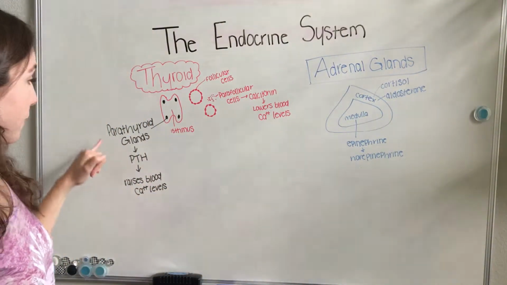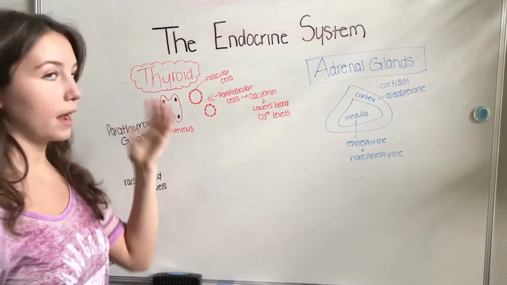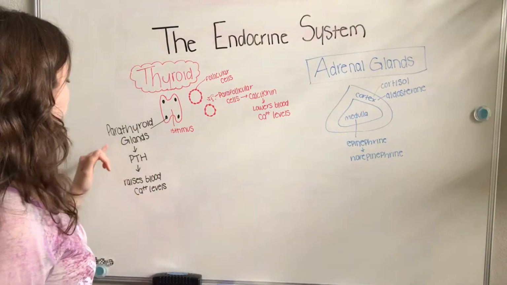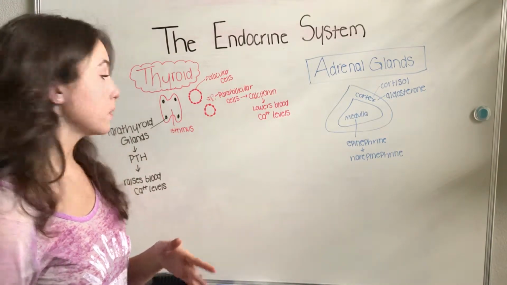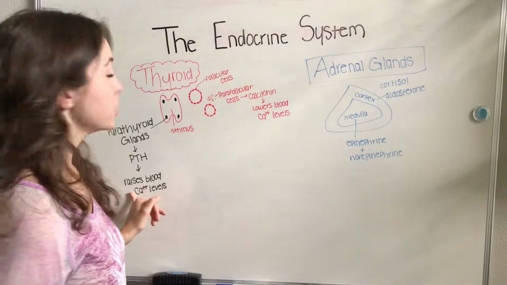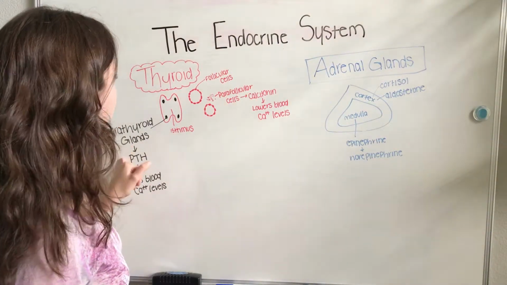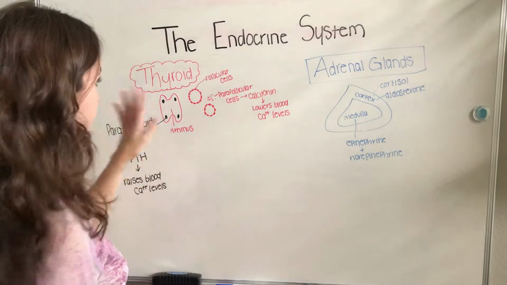Now we also have the parathyroid glands, which are these four bumps on the back of the thyroid gland. So the parathyroid glands make PTH, or parathyroid hormone. Parathyroid hormone helps to raise blood calcium levels. So parathyroid hormone and calcitonin basically do opposite things. So that's the thyroid gland.